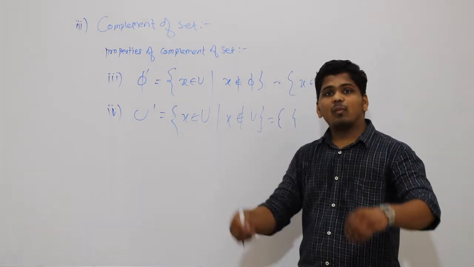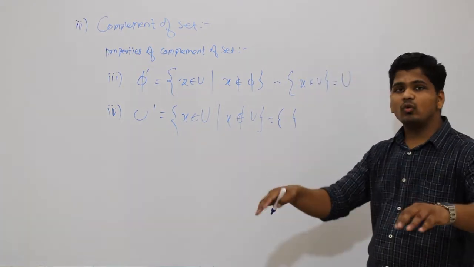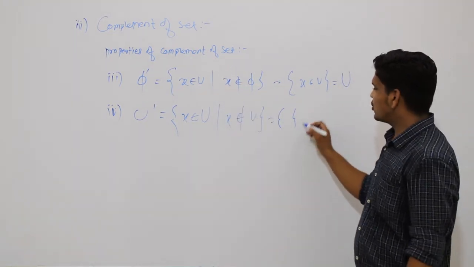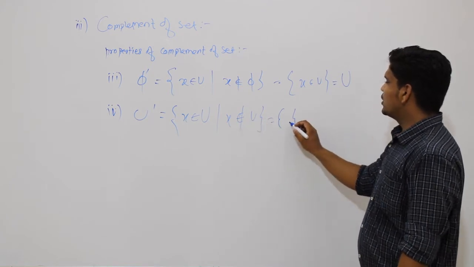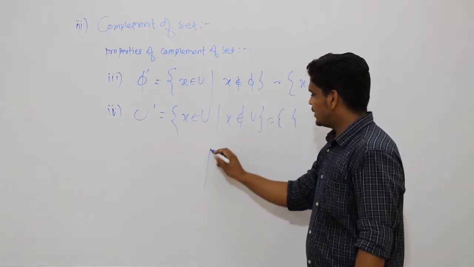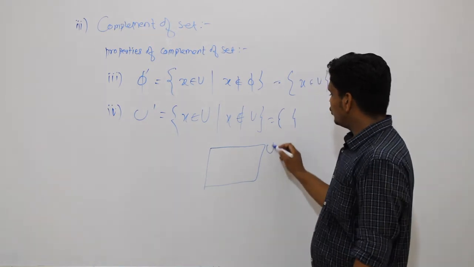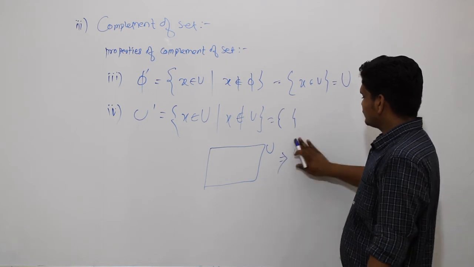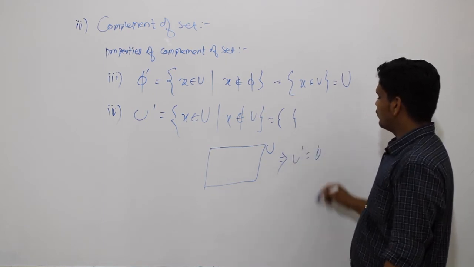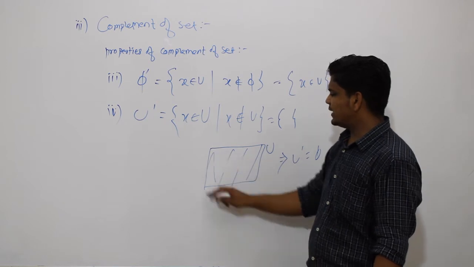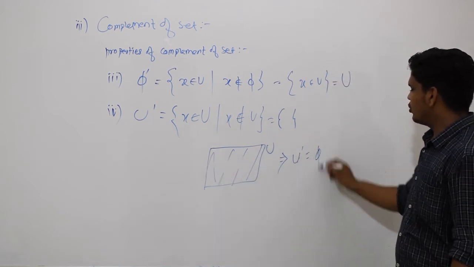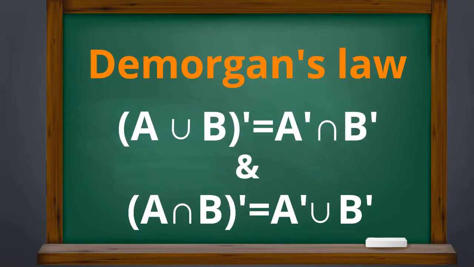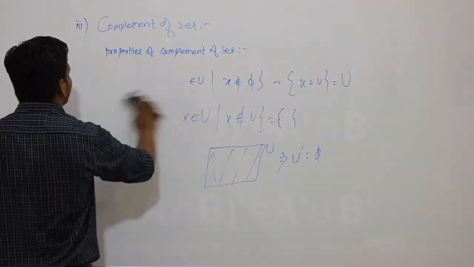Not in U means you will not get any element. U is nothing but the biggest set of all your other sets. The universal set contains all other sets, so U complement will contain the empty set. Here it is your U and its complement will become phi. This implies U complement is equal to phi, meaning outside it you will not get anything, so it will remain phi. U complement is nothing but phi. This was the property of complement with the universal set and the empty set.